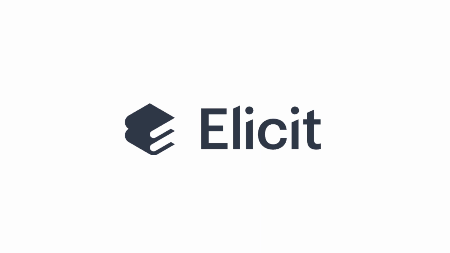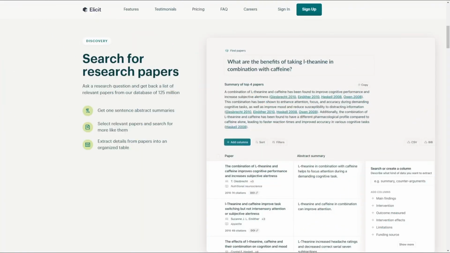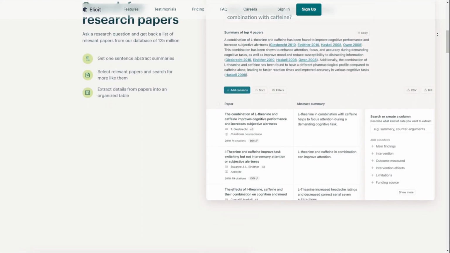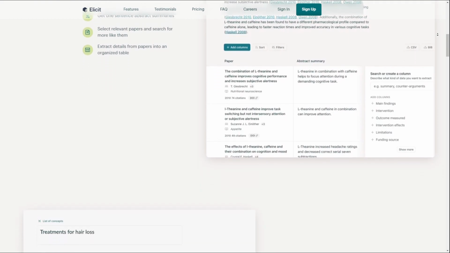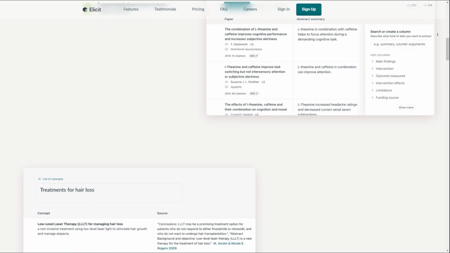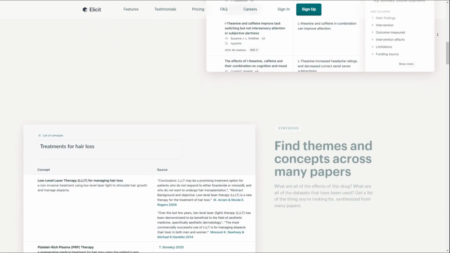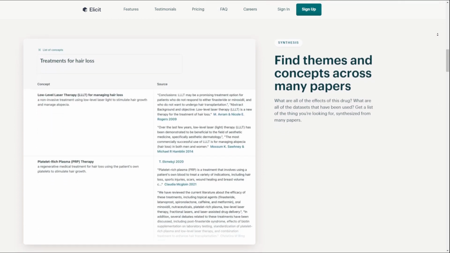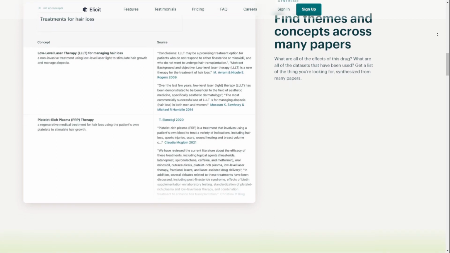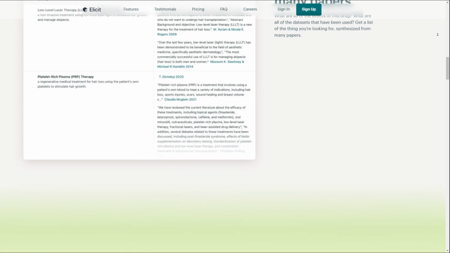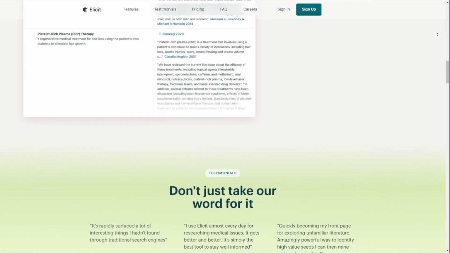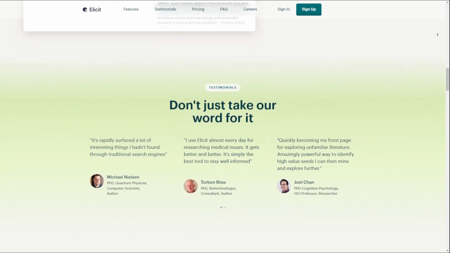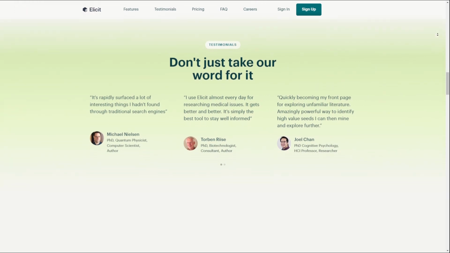Elicit is a powerful AI-driven research assistant that streamlines literature reviews, enabling researchers to quickly locate relevant papers, analyze and organize multiple sources, and summarize key findings. By automating tedious tasks and providing innovative tools for exploration and brainstorming, Elicit empowers researchers to focus on high-level insights and discoveries, ultimately accelerating the pace of scientific progress.